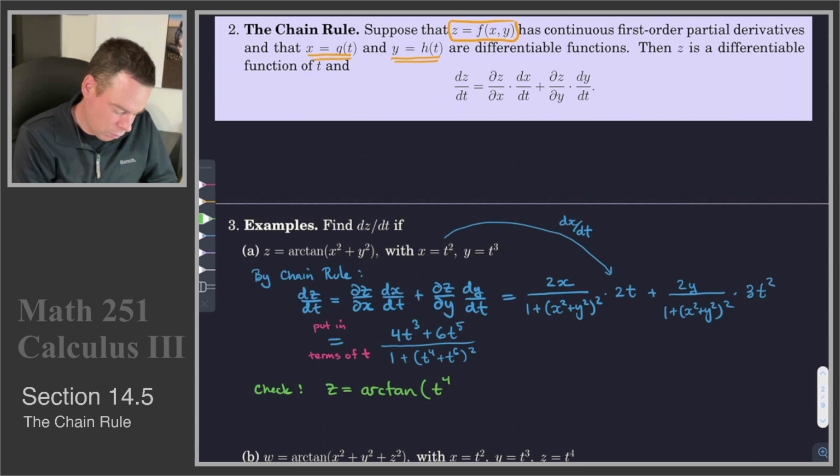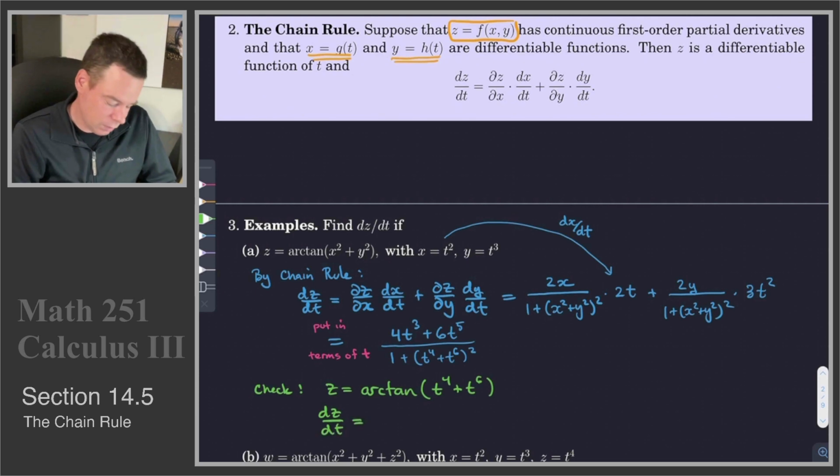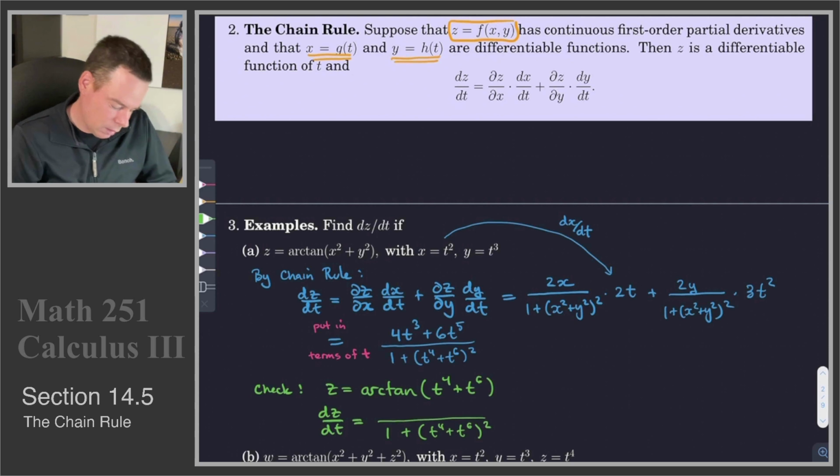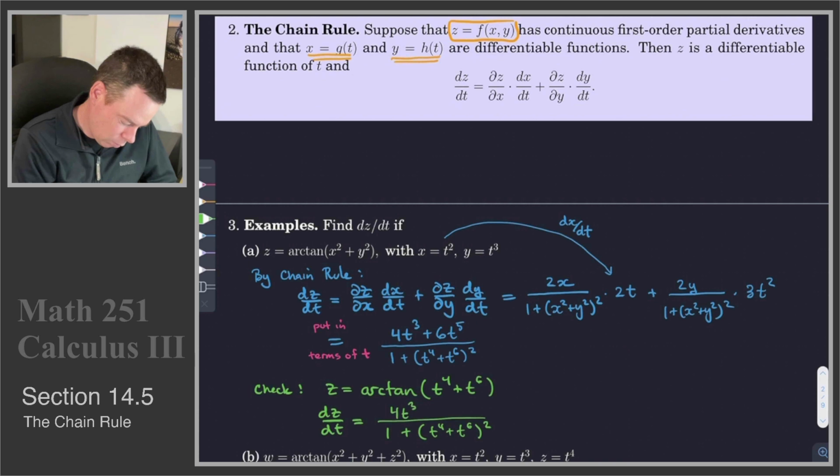X squared is t to the fourth, y squared is t to the sixth, and then we could just do the derivative. So this is just a calculus 1 derivative, a derivative of a function of a single variable. And that becomes our derivative of arctan, 1 over 1 plus the square of the argument, times the derivative of the inside function. That would be 4t cubed plus 6t to the fifth. And we see we get the same answer. They're the same. So that's great.